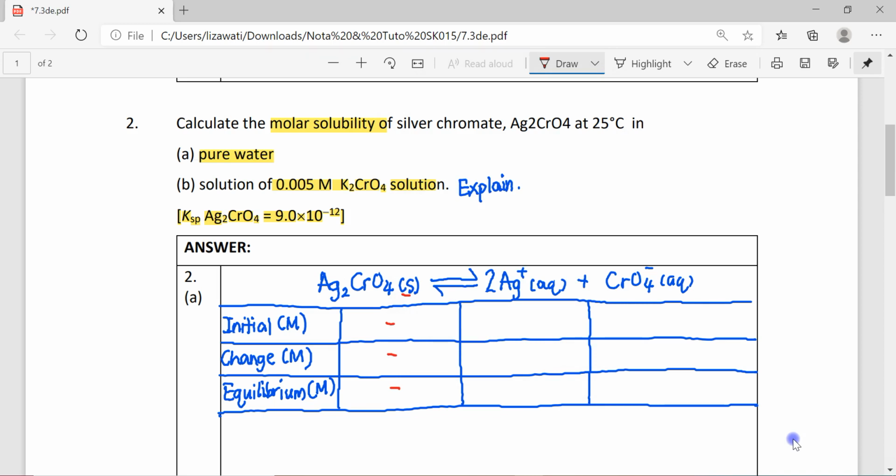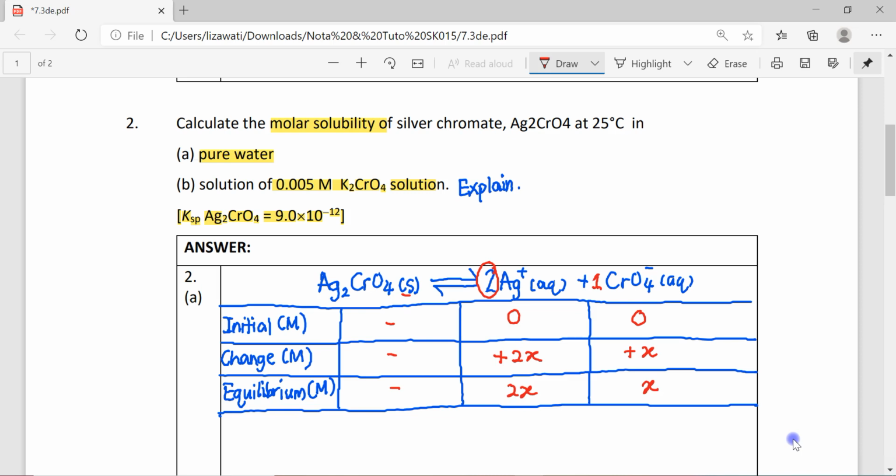Okay, as for the initial concentration, the aqueous ion is 0 because not formed yet. Change in concentration refers to the coefficient. For Ag, the coefficient here is 2, so increase positive 2x. Okay, as for the chromate ion, increase positive x. Okay, and then at equilibrium, this is 2x and this is x.